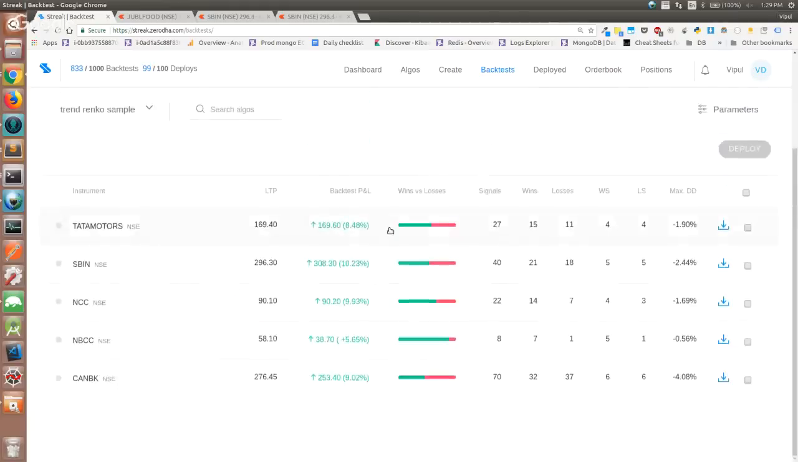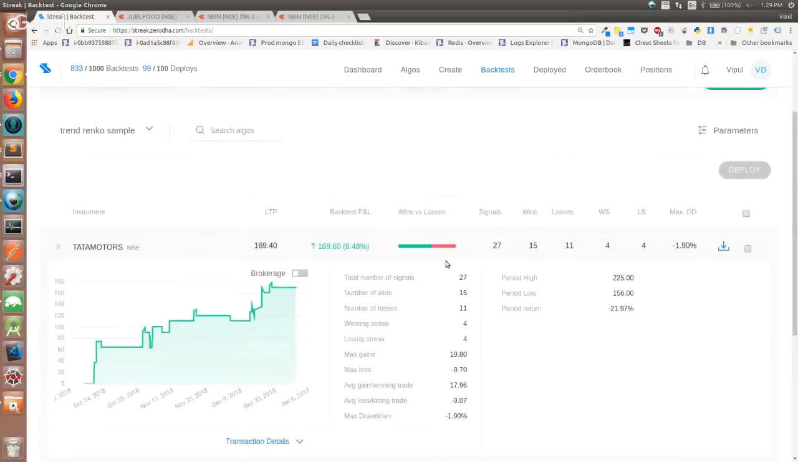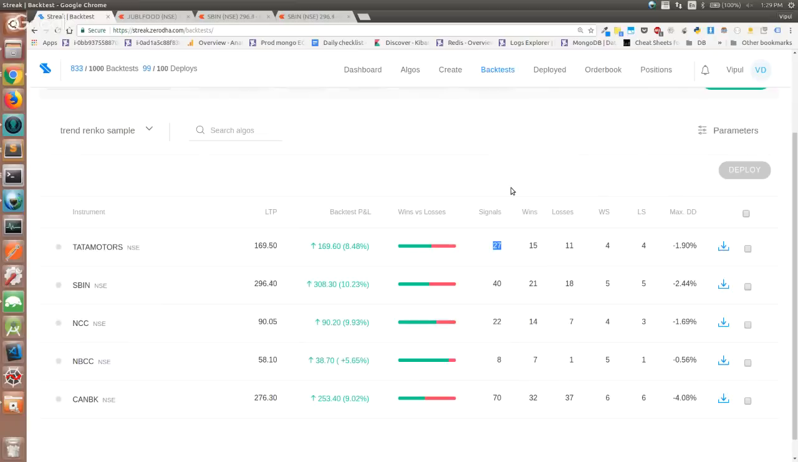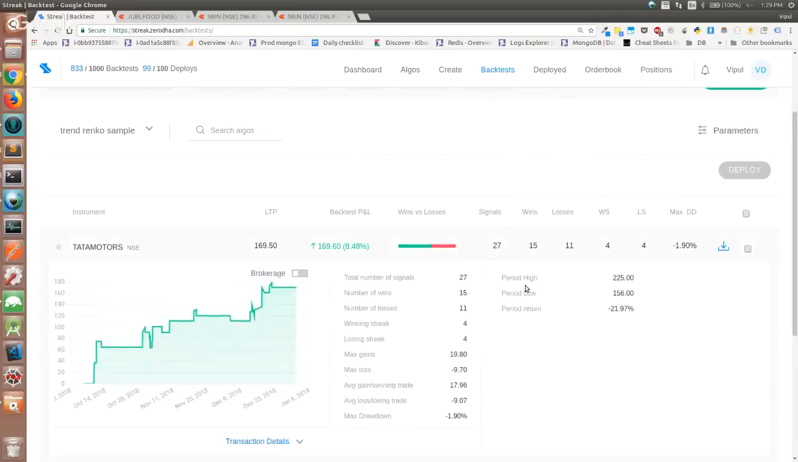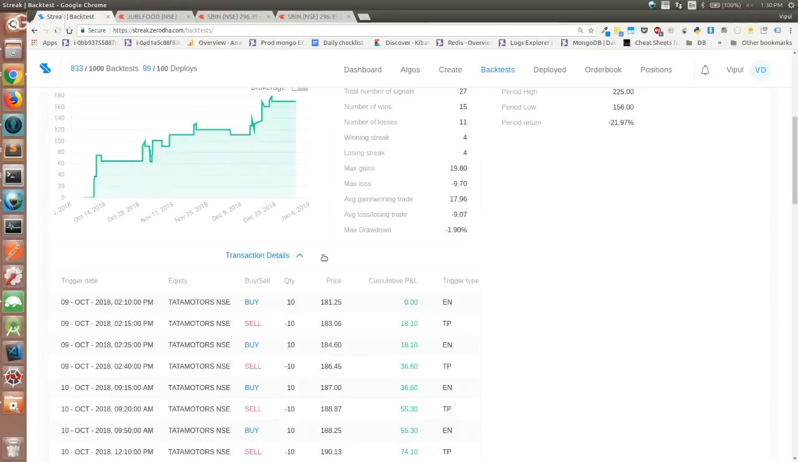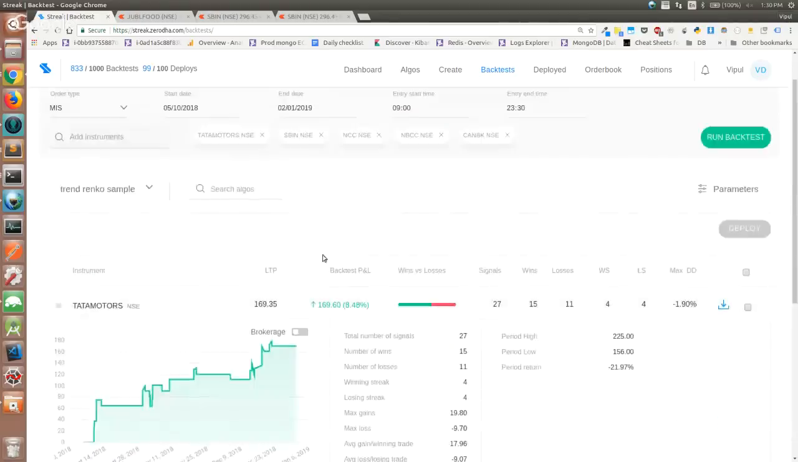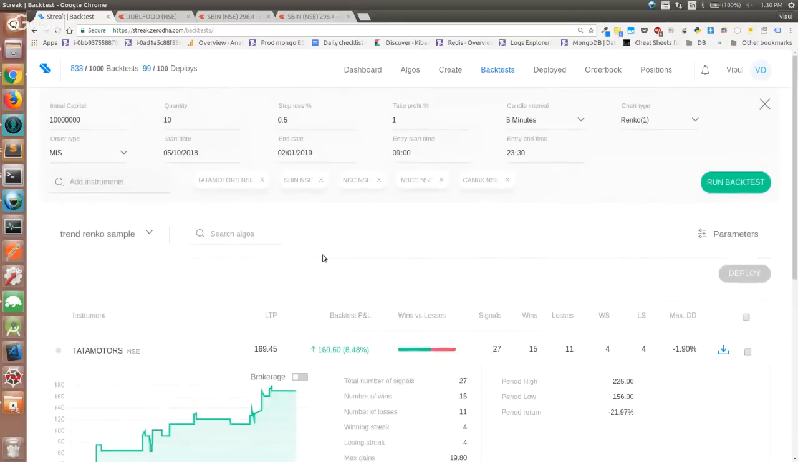Again, Canara Bank, everything is similar. Here you can see the number of trades is 27, which is less than the previous one where it was 34. Again, a lower number of trades, and I would say 55 to 40% win to loss ratio. Winning streak and losing streak are almost the same. Max drawdown is 1.9%. Make sure you always verify the transaction table. Kindly always look at the transaction details table, compare it with charts, and make sure that Renko is performing as you want it to.